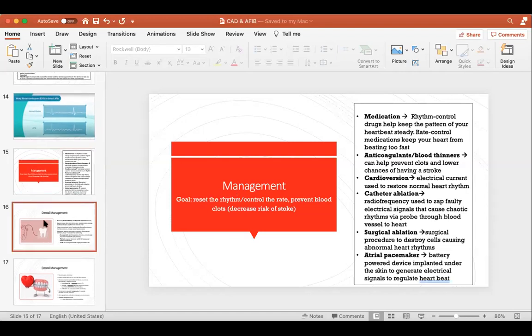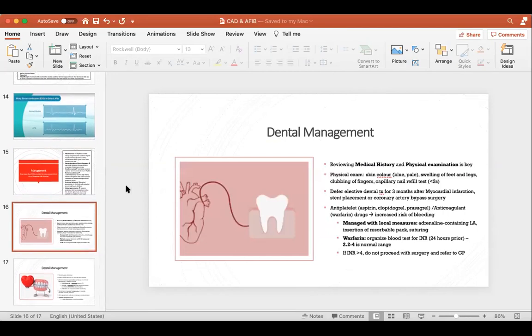So why does this matter to us? Because the heart and oral health are connected, and a lot of times patients themselves don't know this. So reviewing medical history and a physical examination is key. In the medical history, a patient may not even write it down because they think it's not relevant to their oral health. So it's important to ask them yourself what medication they're taking and their signs and symptoms. Sometimes they are asymptomatic and they don't know that they have these conditions.